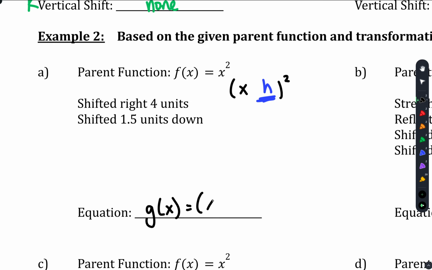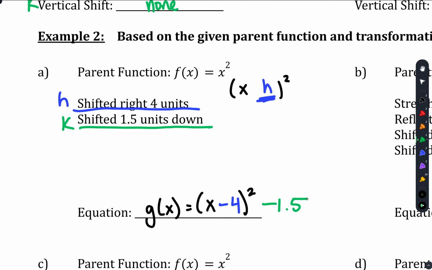So let's put that in parentheses. What's my h value going to be? -4. Here's my h. It's shifting to the right 4, so I want -4. Do not forget to put your squared on the outside. Then, shifts 1.5 units down. That's going to be my k value. How do I say that it shifts 1.5 units down? -1.5 on the end. Perfect. Everybody sees where we get those numbers from, yes?